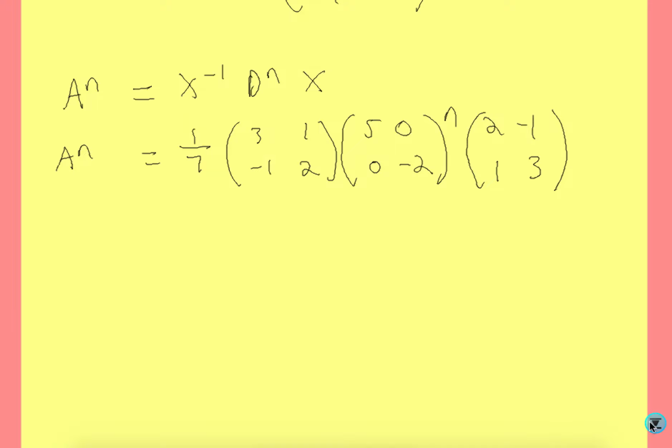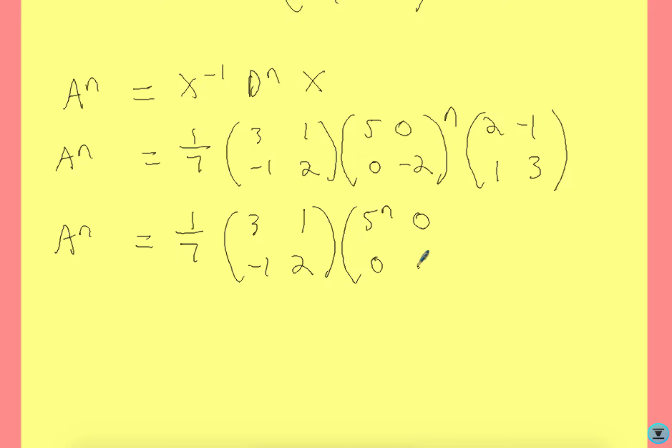Now this will be a 10-mark question, and so far nothing that I've done has been difficult. This is where it's a wee bit difficult. Right, so A to the power of n, and remember what I said, the great thing about a diagonal matrix is that you can take that power inside. A diagonalised matrix, that's 5 to the power of n, 0, 0, negative 2 to the power of n. Remember, put your negative in brackets if you're putting it to a power or doing anything to it. 2, negative 1, 1, 3.